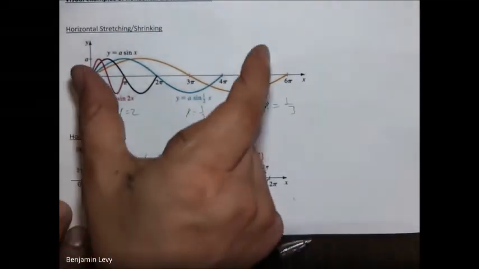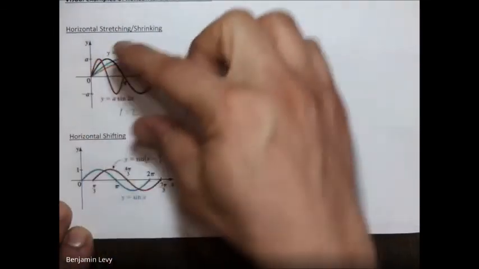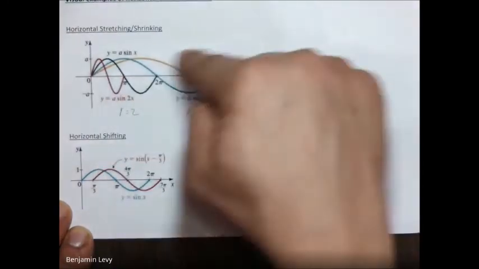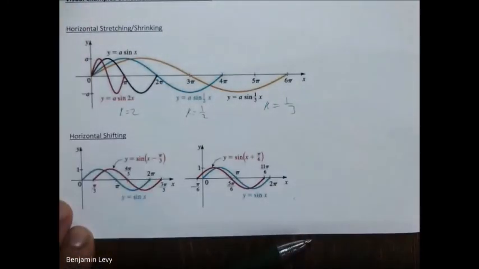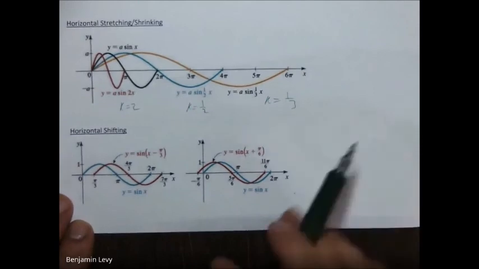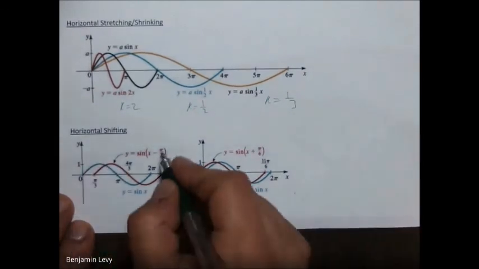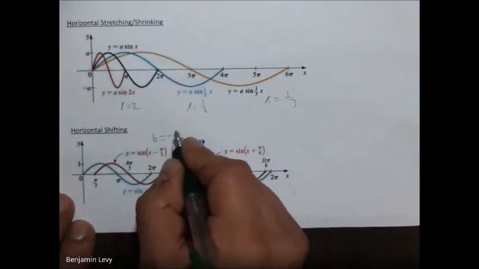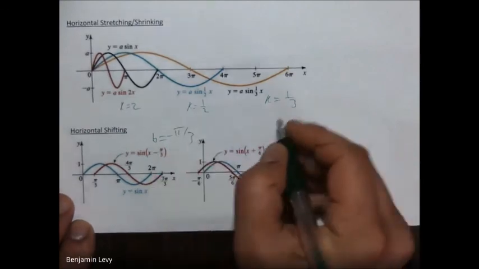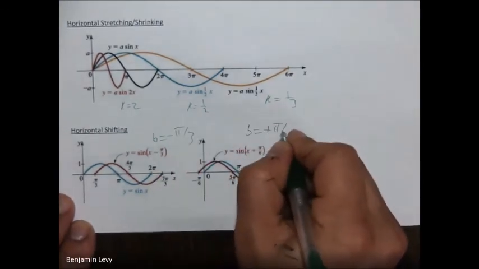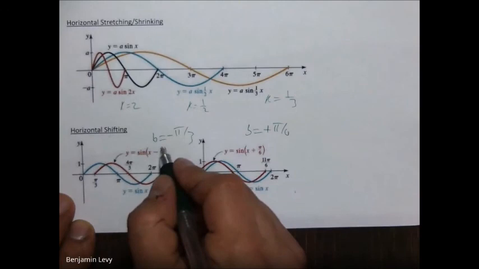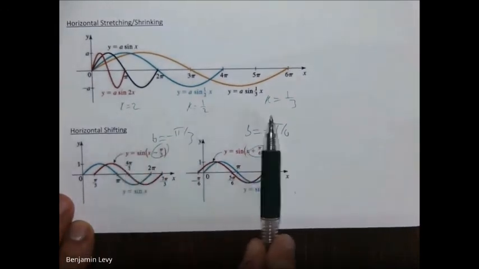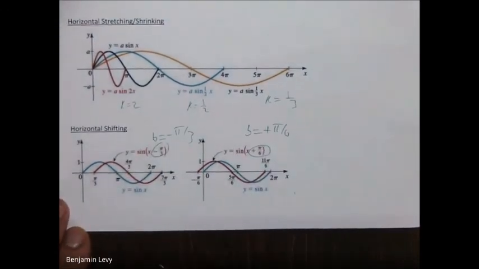So it's showing horizontal stretching and shrinking, right? It's not getting bigger and smaller at all. It's all the same height. It's stretching or shrinking side to side. Similarly, this is horizontal shifting. And so it's just showing us b being minus pi over 3 or b being plus pi over 6. And we can see that it sends a graph side to side. That's a good reference for that.